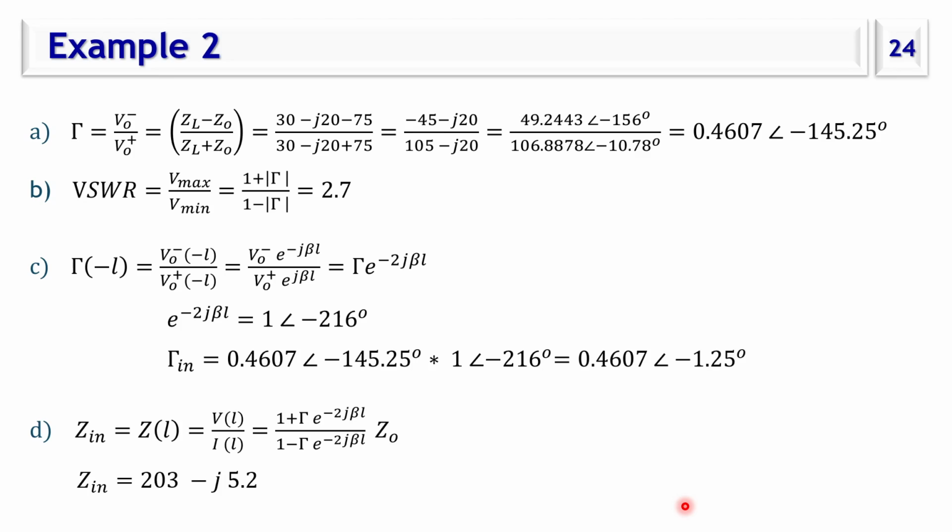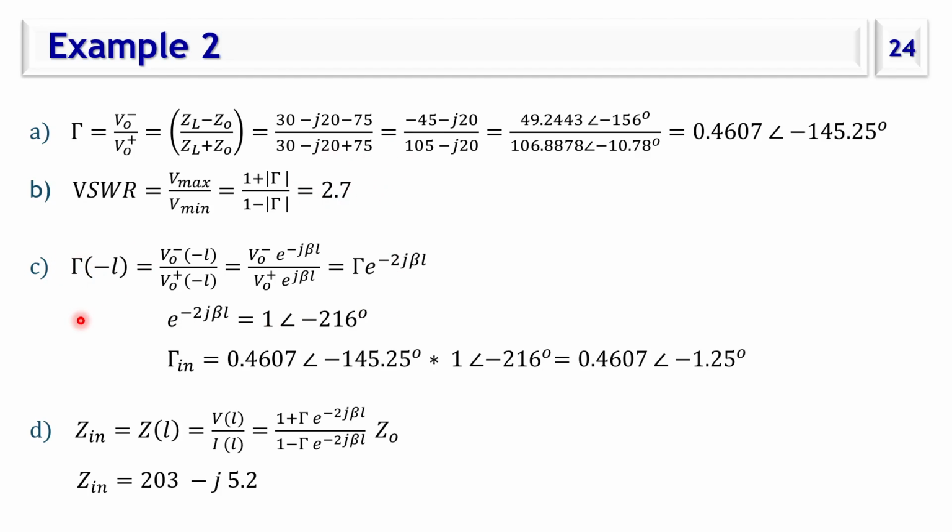Okay, so we just tried the reflection coefficient at the load, gamma equals V minus over V plus, and it has this expression because the load is complex. We convert from Cartesian to polar, and do the math to come up with the reflection coefficient and get the magnitude. So the standing wave ratio is 1.4 divided by almost 0.6, which equals 2.7.